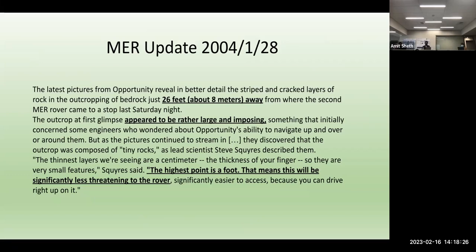The latest pictures from Opportunity reveal a better detail, the striped and cracked layers of rock in the outcropping of bedrock, just 26 feet, about 8 meters away from where the second rover, that's Opportunity, came to stop. The outcrop at first glimpse appeared to be rather large and imposing, and that's why we called it the Great Wall, something that initially concerned engineers who wondered about Opportunity's ability to navigate up and over around them.